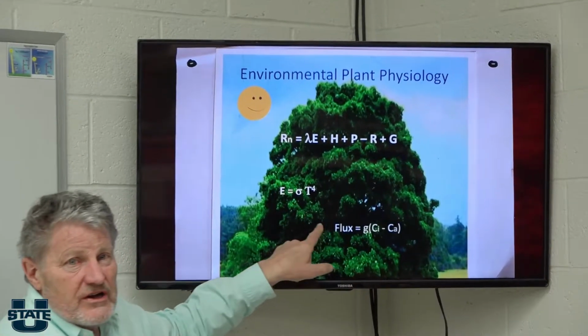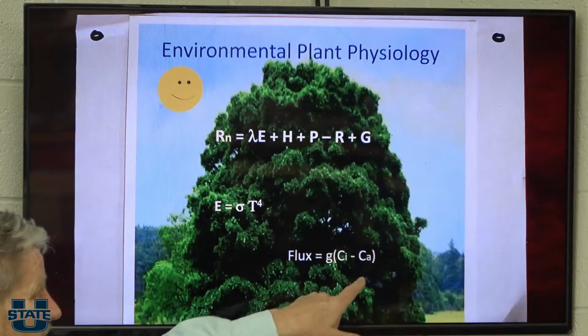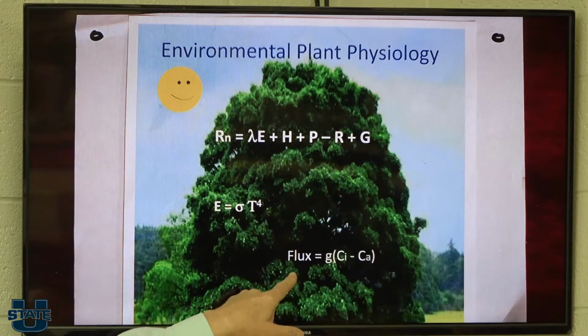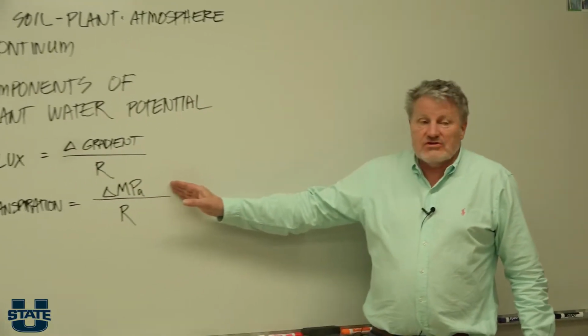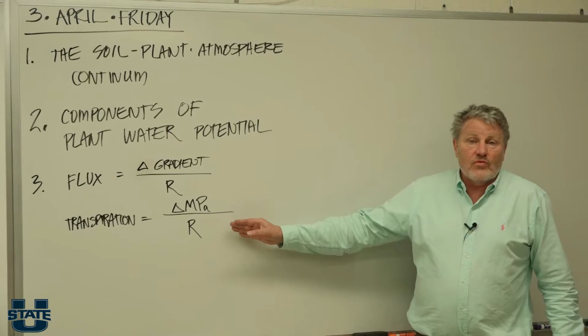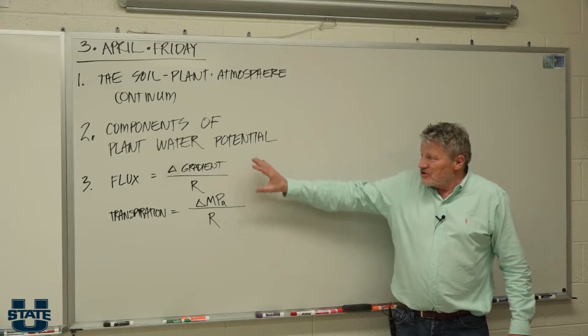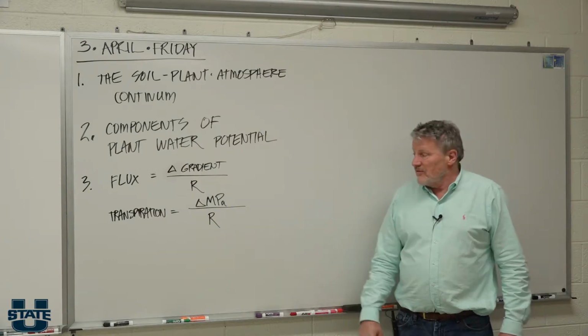Remember our flux equation, and this is the flux equation for photosynthesis, Ci and Ca, conductance, and the flux in photosynthesis. If this was Hi and Ha, this would be the flux of water vapor out of the stomates. And if we're talking about liquid water, it's the gradient of water potential over resistance in transpiration. So it's still the gradient over the resistance that determines the flux.